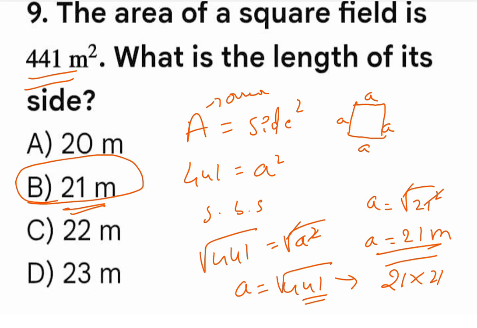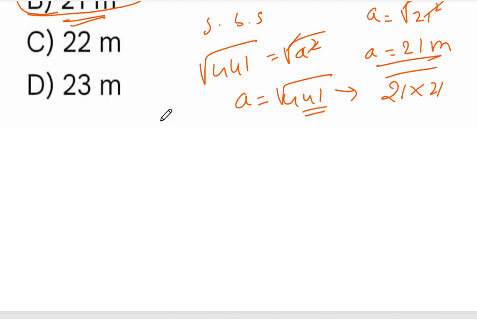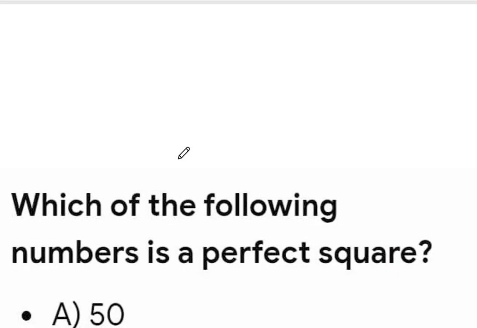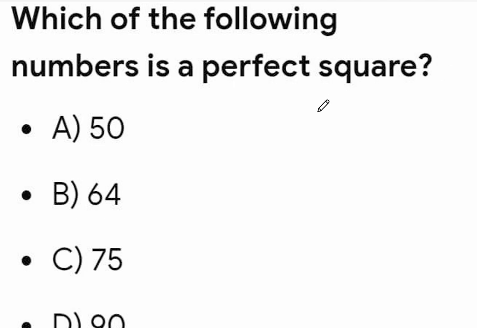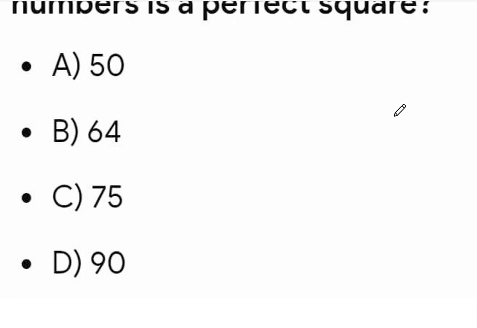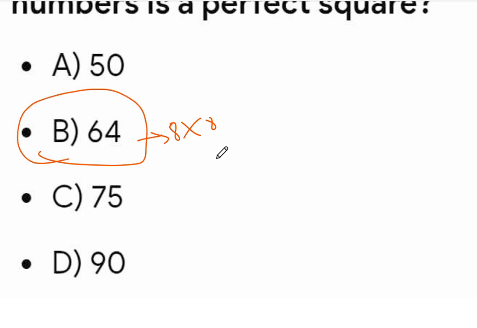It is very simple. You should know the area of the square formula, that is side square. So this is also a very simple direct one. Next one, which of the following numbers is a perfect square? So they have given numbers. You have to find out which is the perfect square. When you factorize 50, you will not get a pair of two same multiples. 64, we already know this is the square of 8, 8 into 8. 75 also we cannot write, 90 also we cannot write. It is a direct question. The answer here is 64.